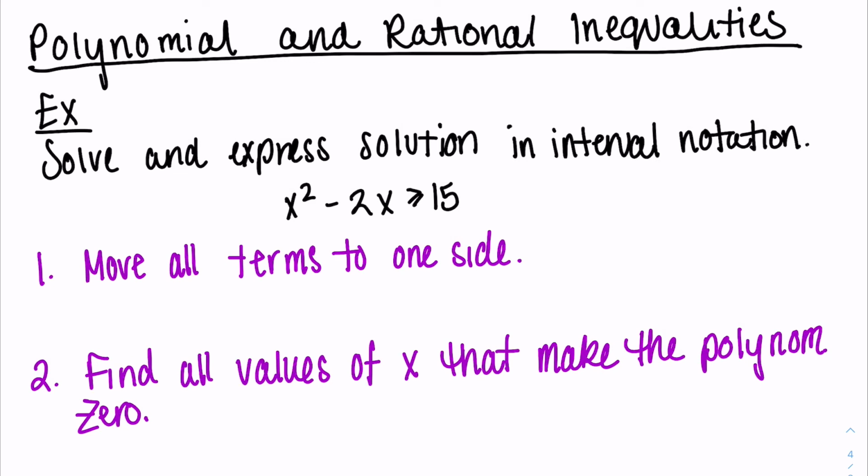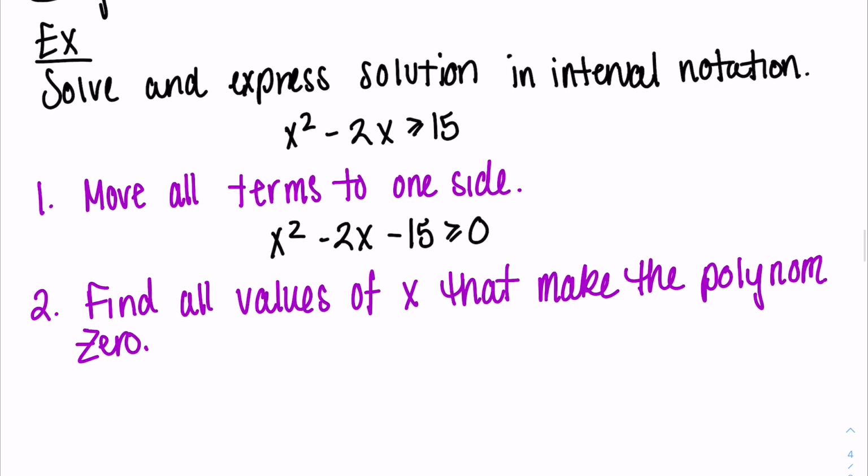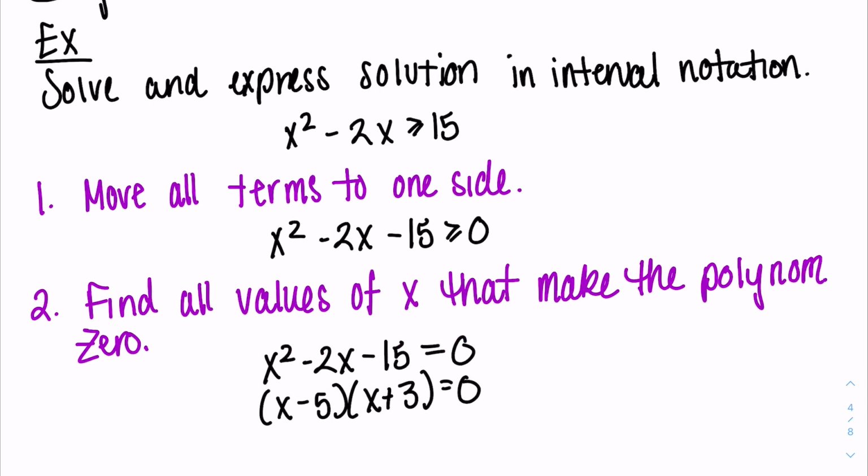First and foremost, every single one of these, move all the terms to one side. So I'm going to move the 15 over to get x squared minus 2x minus 15 is greater than or equal to 0. Now I want to go ahead and find the values of x that make this exactly equal to 0. So set it equal to 0, factor, you find two values that this will happen for.